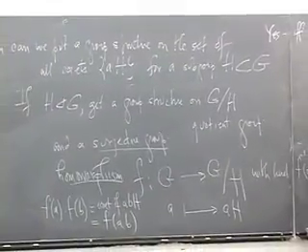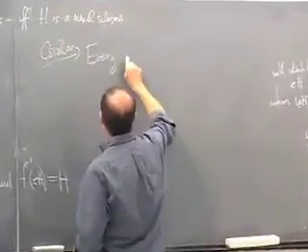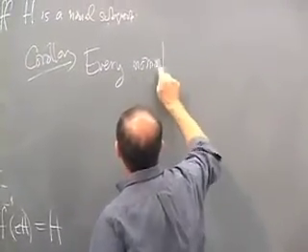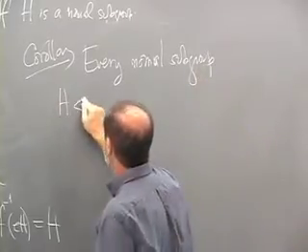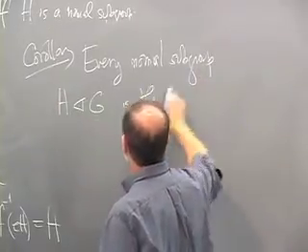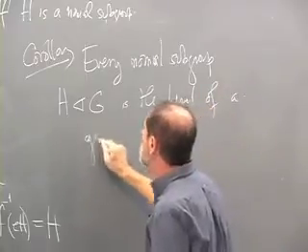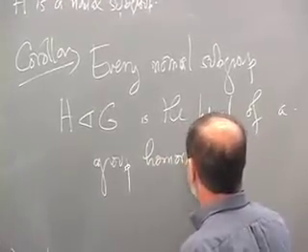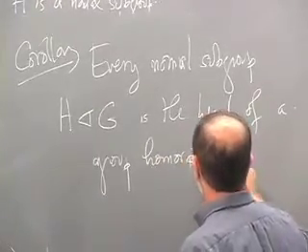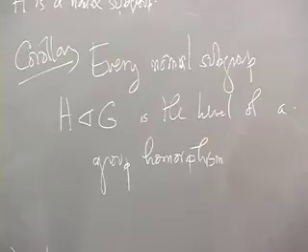Corollary. Every normal subgroup H of G is the kernel of a group homomorphism. It's the only way to get normal subgroups. It's the kernel of a group homomorphism.